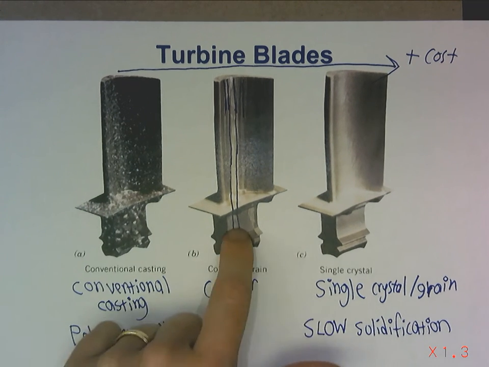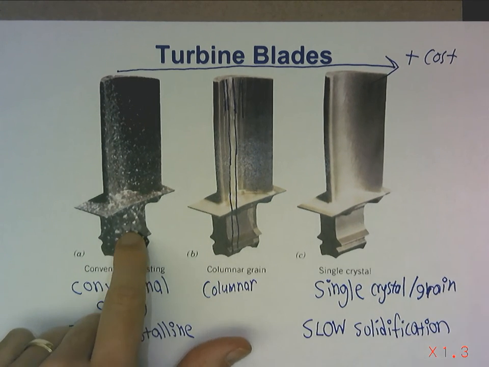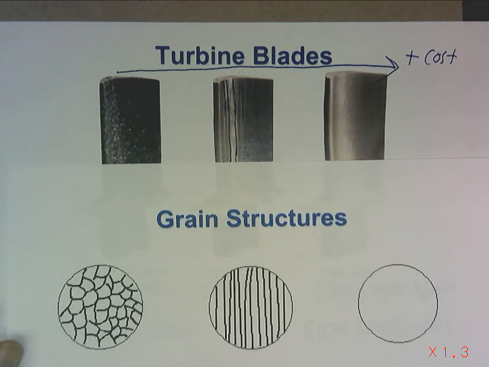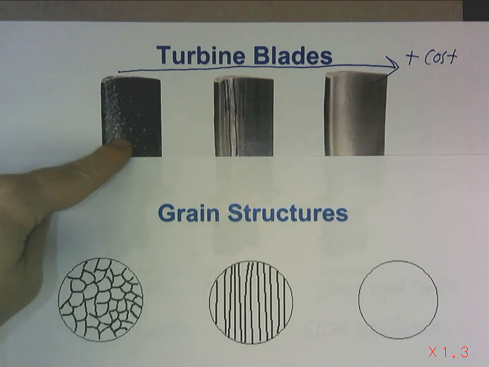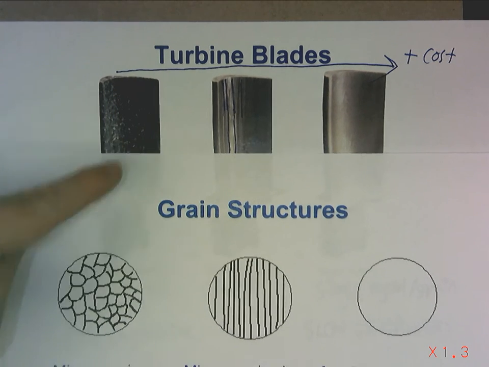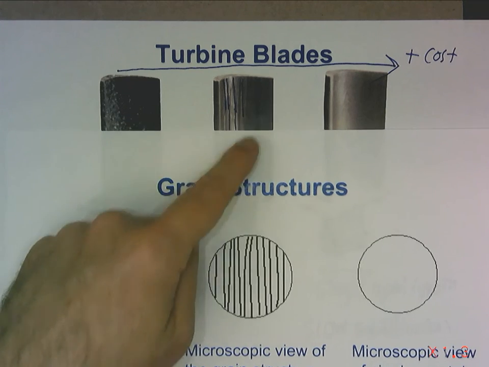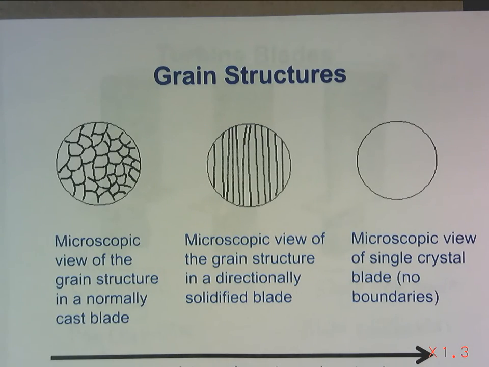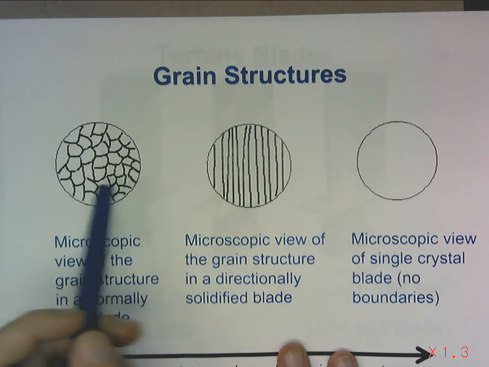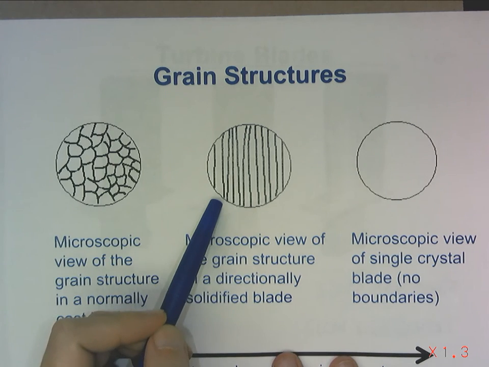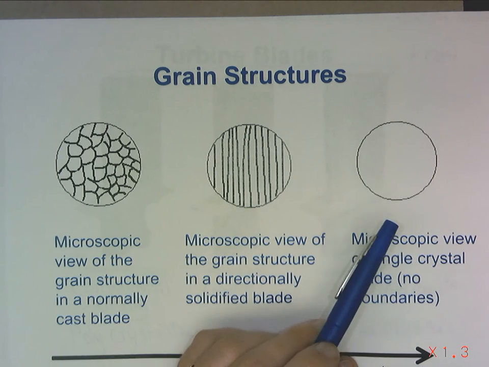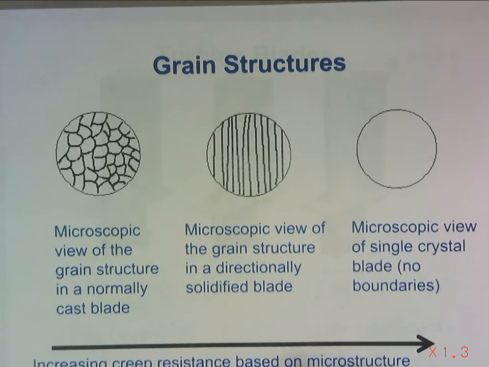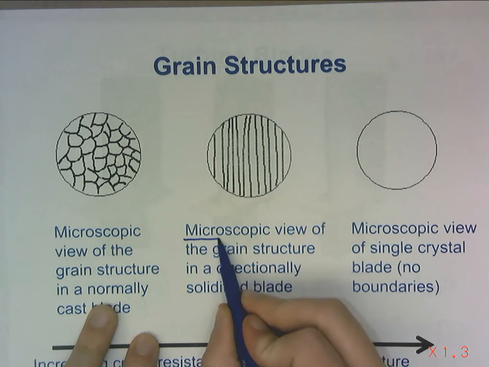hang on to a mental image of these three, and we're going to paste this on top of it. So this conventional casting is going to go with this, columnar with this, single crystal with this. It's like hand-drawn pictures out of like Microsoft Paint. What would this look like as a microscope view, right? So now we're in microscopes.